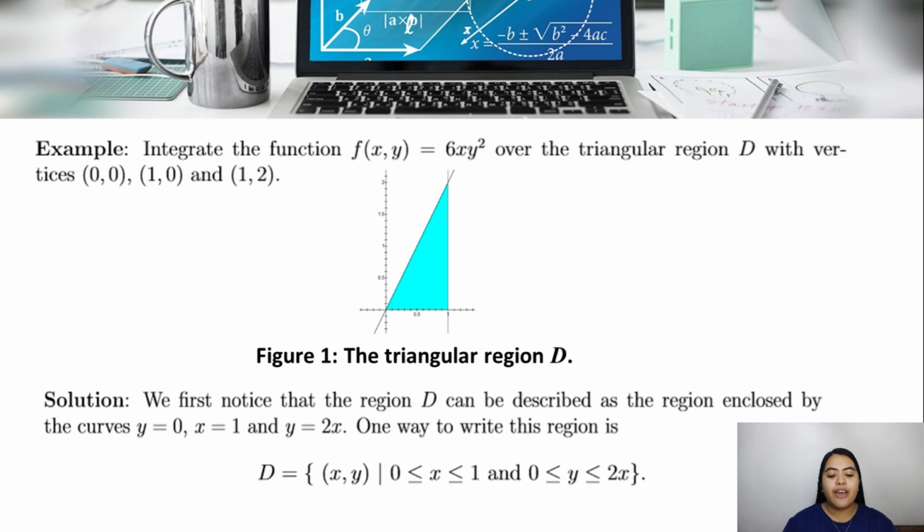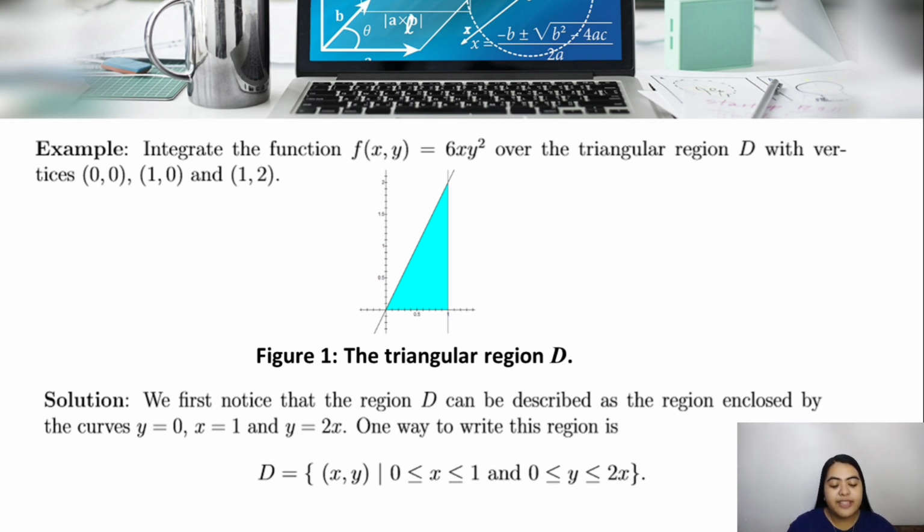Integrate the function f of x and y equals 6xy squared over the triangular region D with vertices (0,0), (1,0), and (1,2). Figure 1 shows the triangular region D. We first notice that region D can be described as the region enclosed by the curves y equals 0, x equals 1, and y equals 2x.